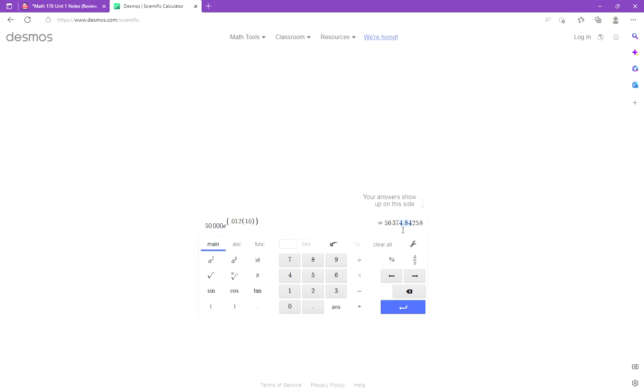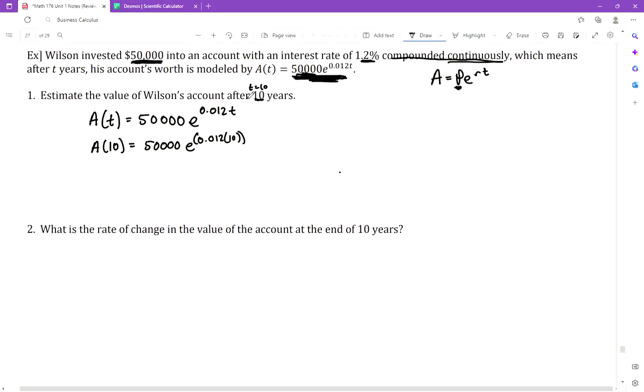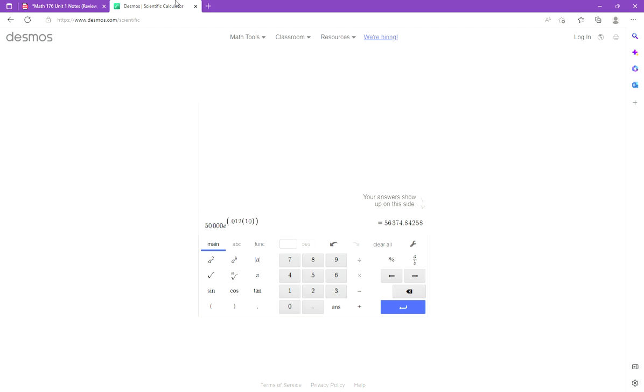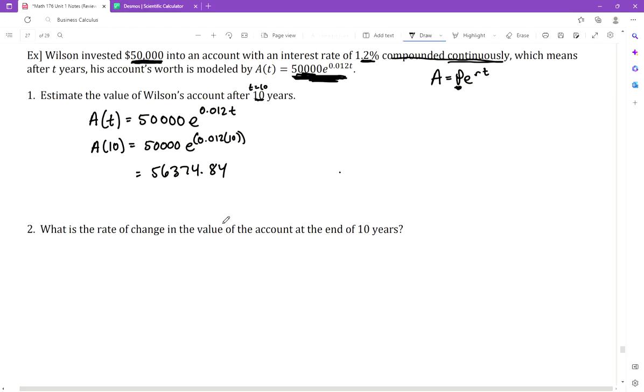$56,374.84. That's what we have for our final answer. Let me double check: 56,374.84. Yes, that was our value. So the value of Wilson's account after 10 years is, let's box it, $56,374.84.